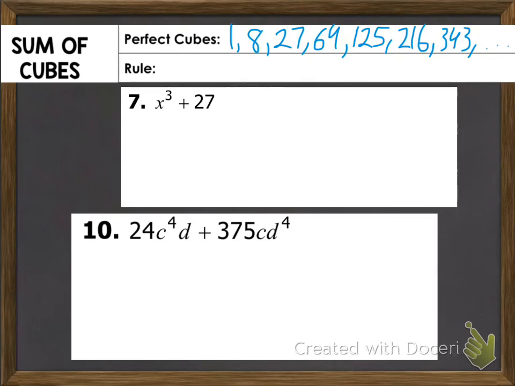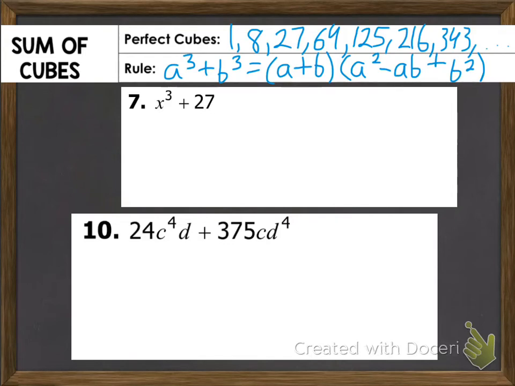Our rule for sum of cubes will be a cubed plus b cubed, and this is going to split into a plus b, and then a squared minus ab plus b squared.